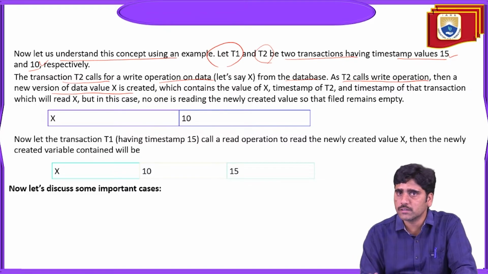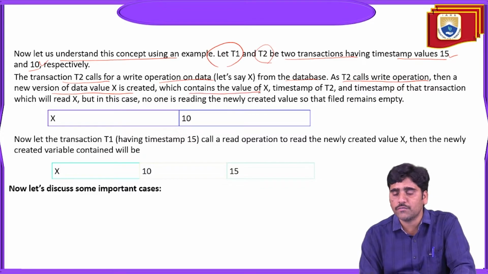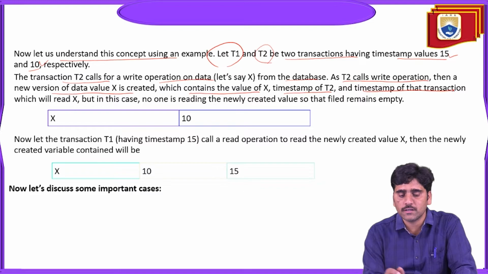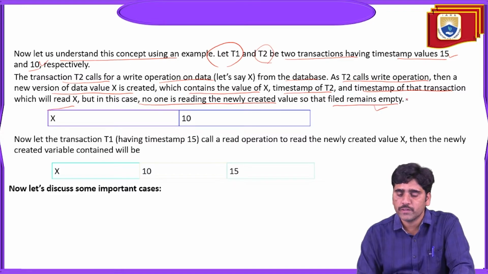That contains the value of X, and the timestamp of T2, the timestamp of the transaction, as well. And the timestamp of the transaction which will read it is also stored. But in this case no one is reading the newly created value, so that field remains empty. That means whoever comes for the write or read operation is stored in the write or read timestamp, so that value is only readable. That is the previous transaction, T2, having the timestamp value 10.